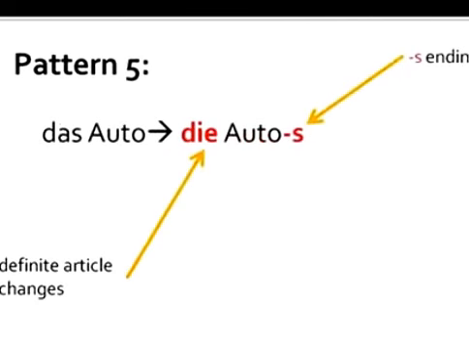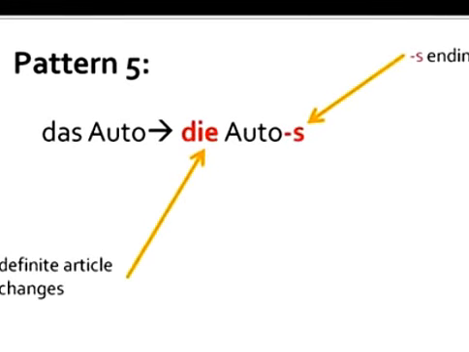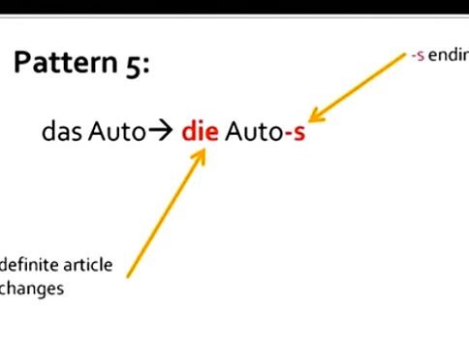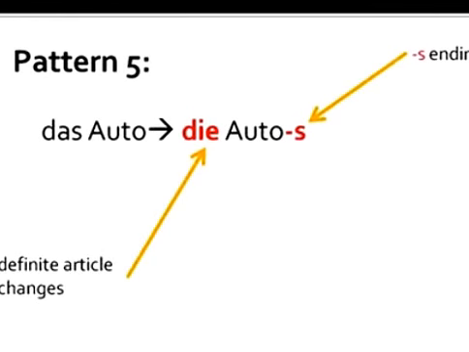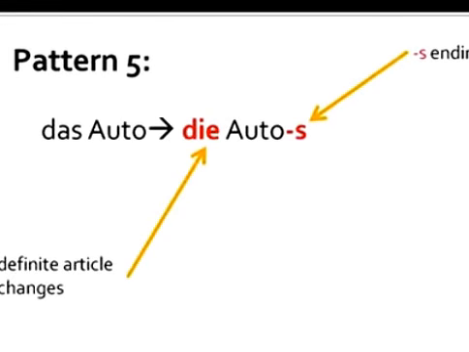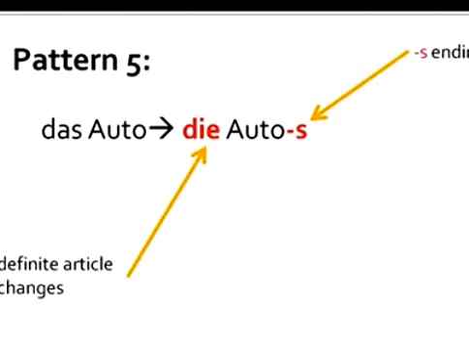And finally, the fifth pattern, which is by far the easiest, das Auto, which is a neuter singular, changes to die plural, Autos, with an S. Now, this fifth pattern generally occurs in words that are foreign loan words. Das Radio, die Radios. Das Taxi, die Taxis. Das Auto, die Autos.